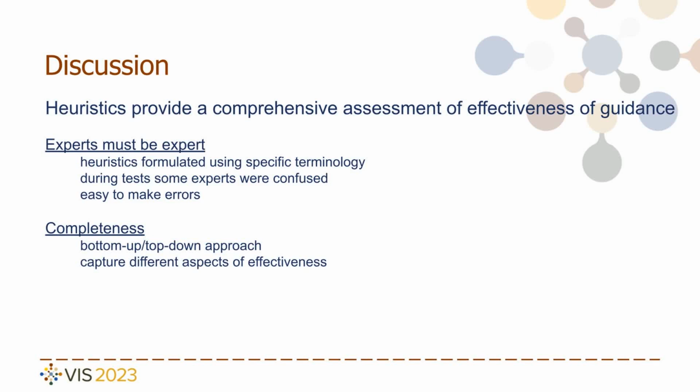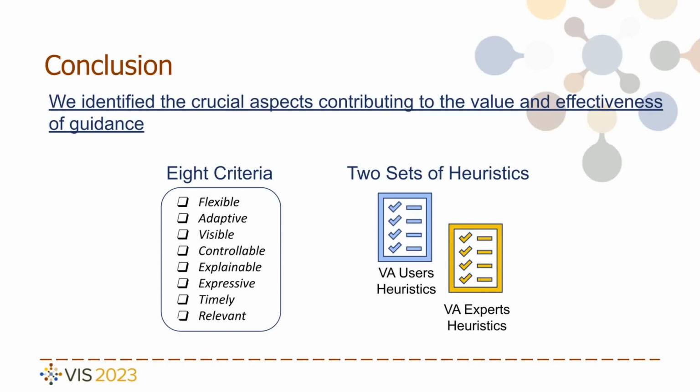Additionally, we created our heuristics by applying a bottom-up and a top-down methodology. This was done to minimize the risk of missing some effectiveness criteria. Finally, we identified the crucial aspects contributing to the value and effectiveness of guidance. In particular, 8 criteria and 2 sets of heuristics for experts and users to evaluate guidance in practical scenarios.